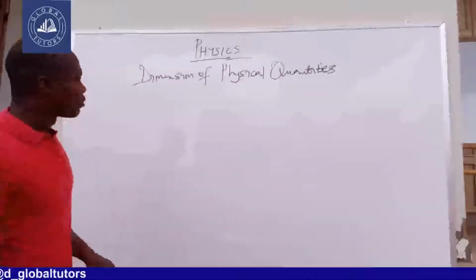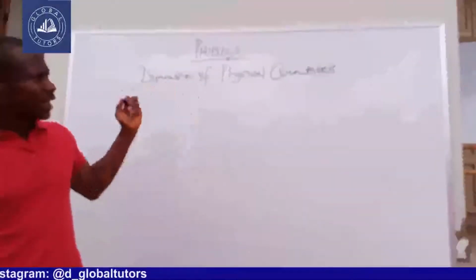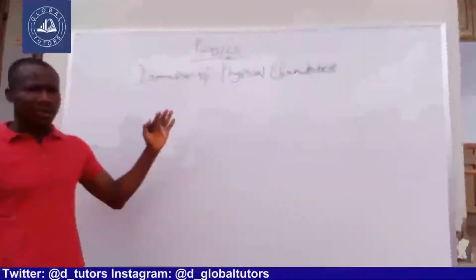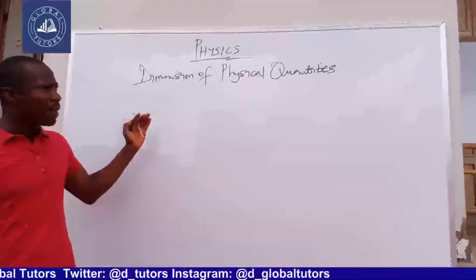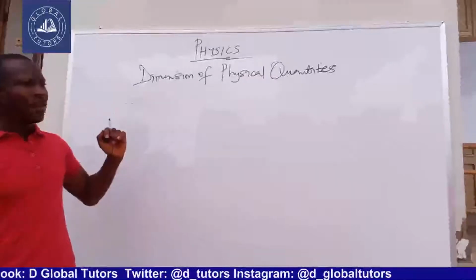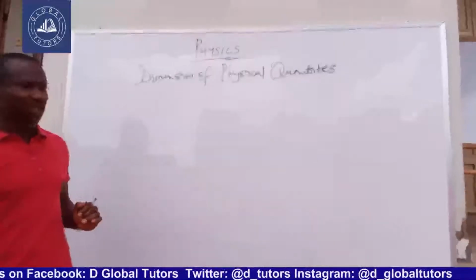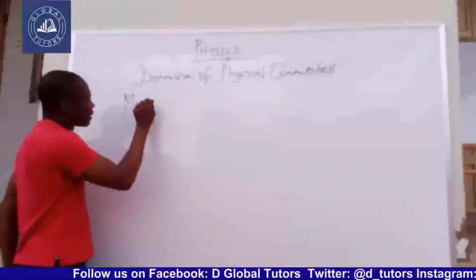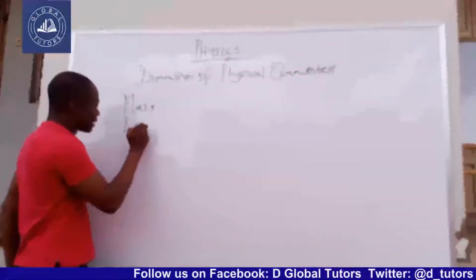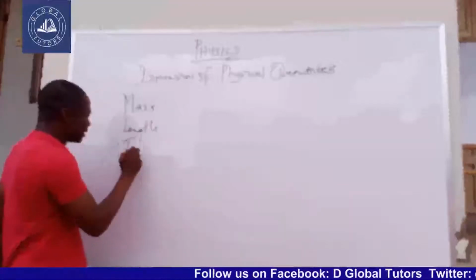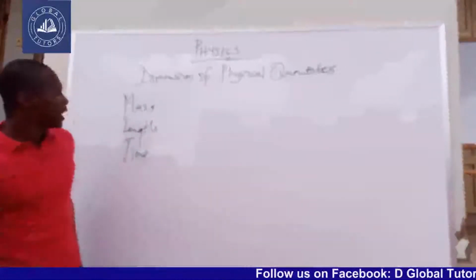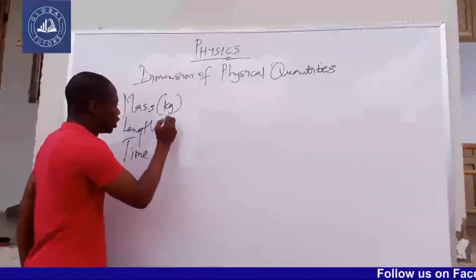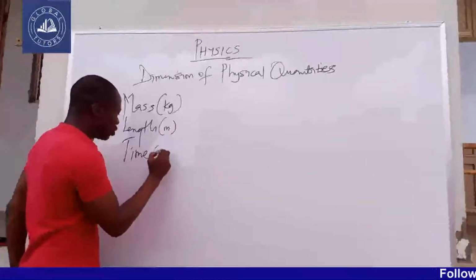Let's take for example, don't forget, in the last lecture, I said that the 3 most important basic units are mass, length, and time. Under this dimension, we will make use of these 3 basic units, which are mass, length, and time. Now, under units, the unit of mass is kilogram, the unit of length is meter, and the unit of time is seconds.